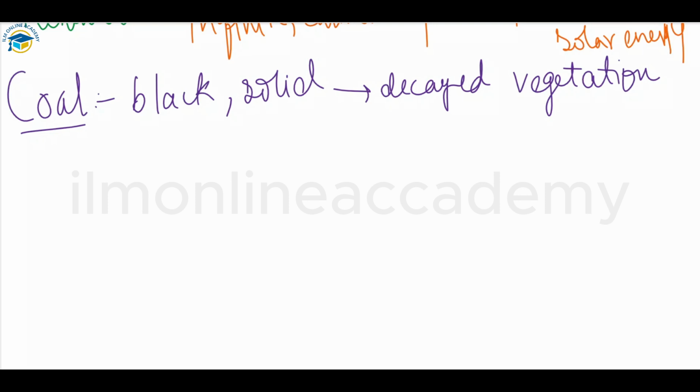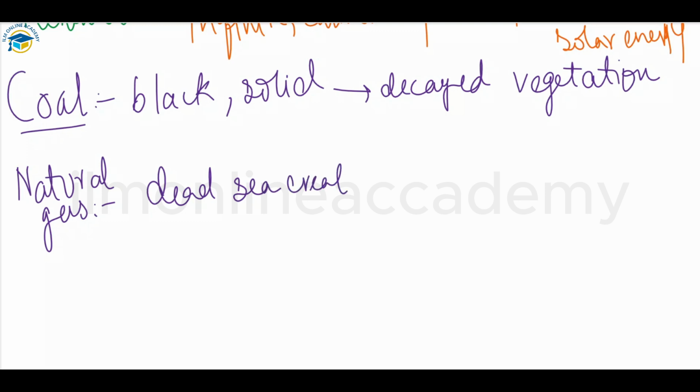Next, we have natural gas. Coal is a solid, but natural gas is in the gaseous state. It is a fossil fuel formed over a period of time by high pressure and temperature acting on the remains of dead sea creatures. Natural gas is more than 90% methane, which we mostly use for cooking purposes. We use methane gas in our stove.